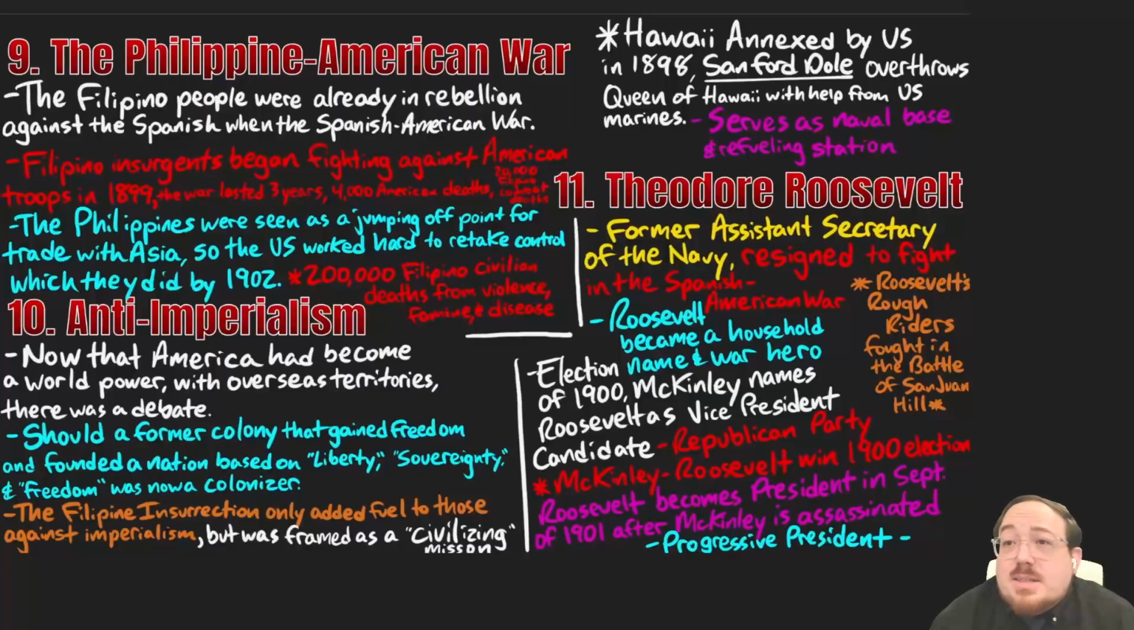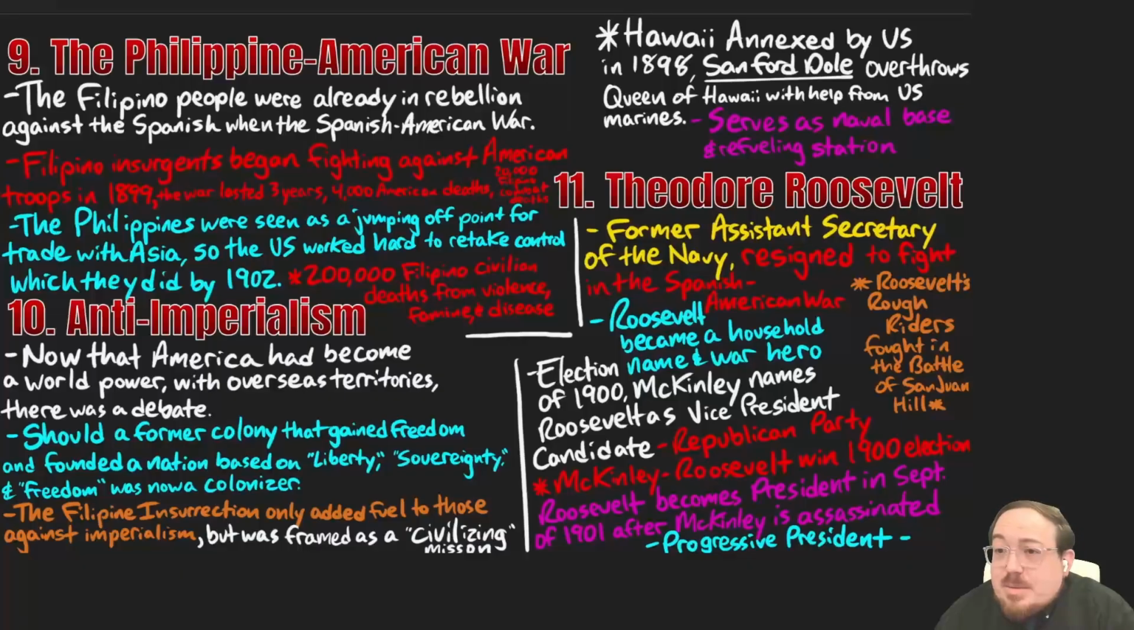Next term is Theodore Roosevelt, also known, of course, as Teddy Roosevelt. He was the former Assistant Secretary of the Navy who will resign to fight in the Spanish American War. His cavalry unit was known as the Rough Riders, and they will fight at the Battle of San Juan Hill. Or, as I said, he brought a reporter and a photographer who will write back to America with all of his exploits, making him a household name, a war hero.